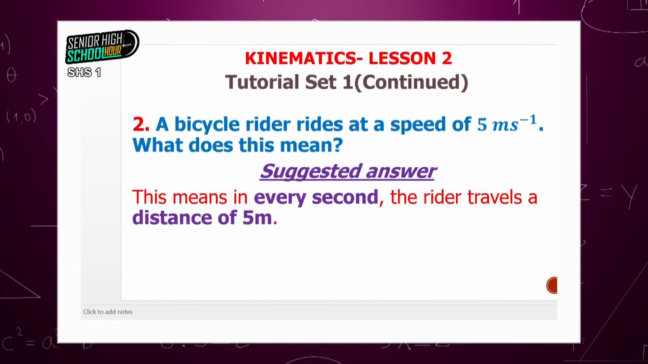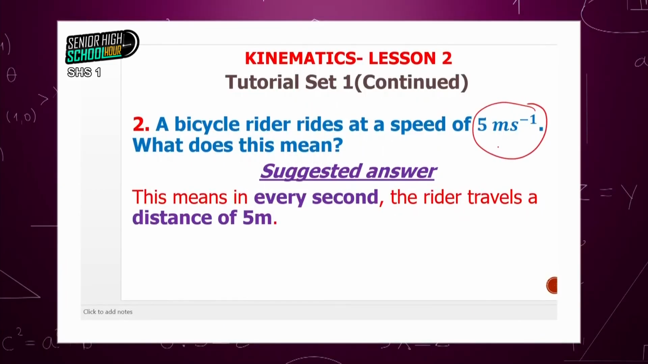Our second question reads, a bicycle rider rides at a speed of 5 meters per second. What does this mean? That's quite interesting. So we have a rider moving at a speed of 5 meters per second. What is the meaning of that? In our previous lesson, we learned that speed is the distance traveled per time. So if the rider's speed is 5 meters per second, in that we have meters and we have second. So this means that in every second, the rider travels a distance of 5 meters. I hope that is well understood.